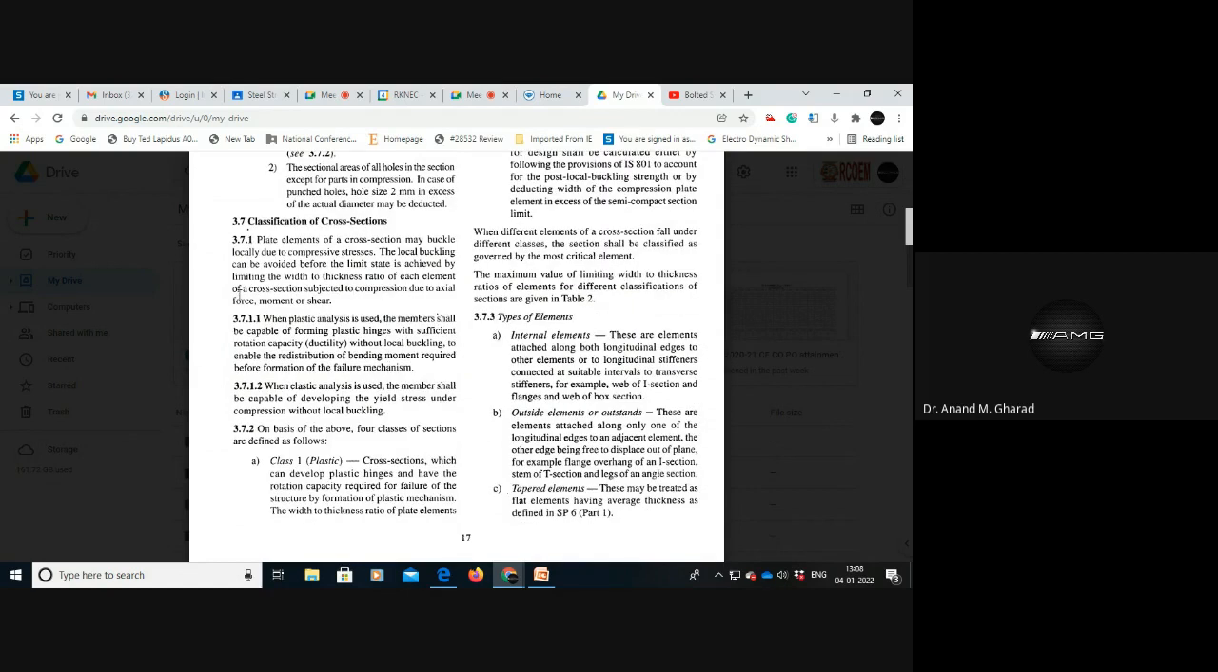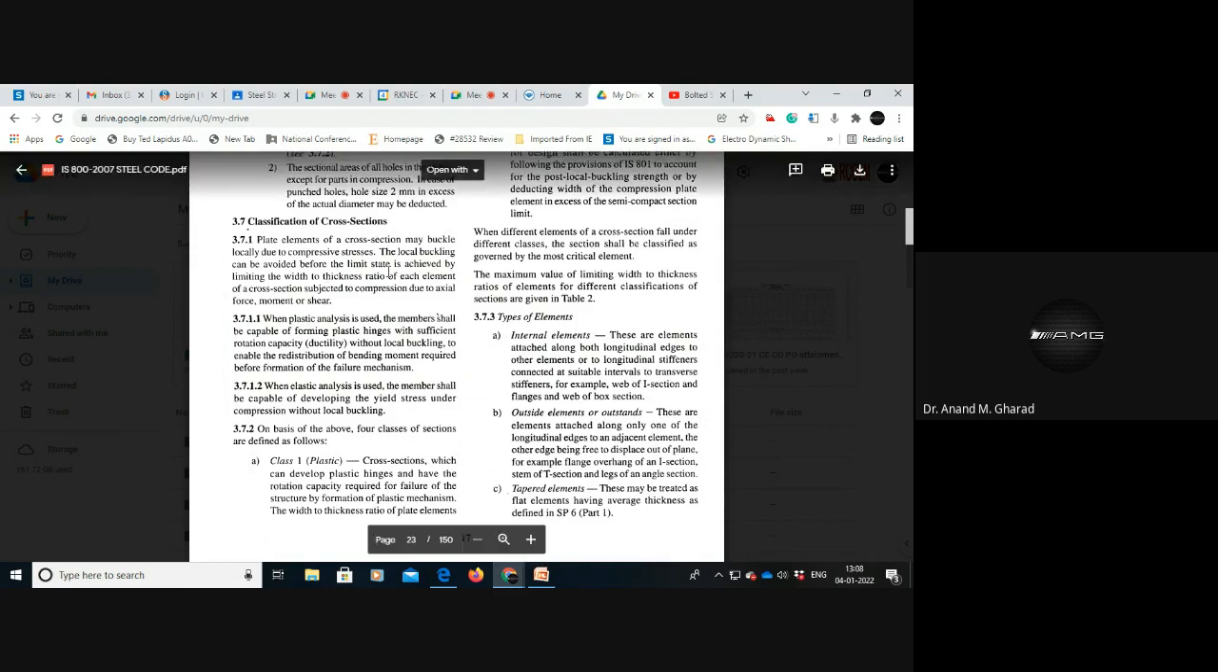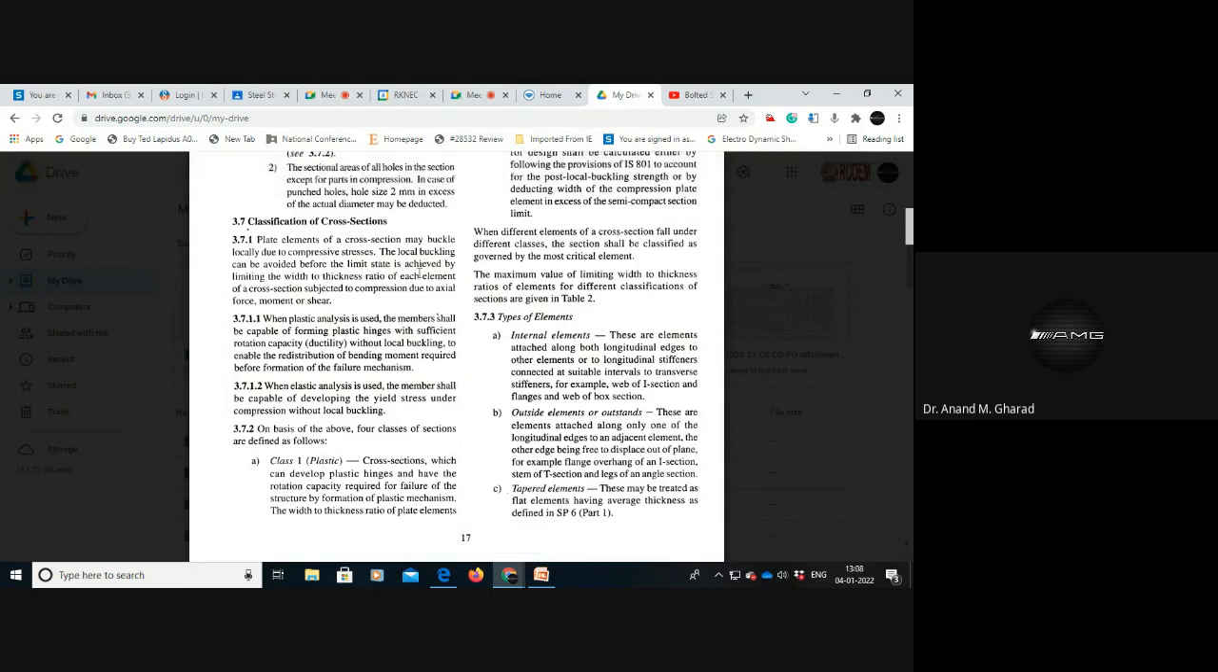So see what it says: local buckling can be avoided before the limit state is achieved by limiting the width to thickness ratio of each element of a cross section subjected to compression due to axial force, moment or shear. So it is not necessary. One video which we saw was subjected to vertical force, but you may experience compression developed because of some axial force, right? It may also be because of the moment and shear.